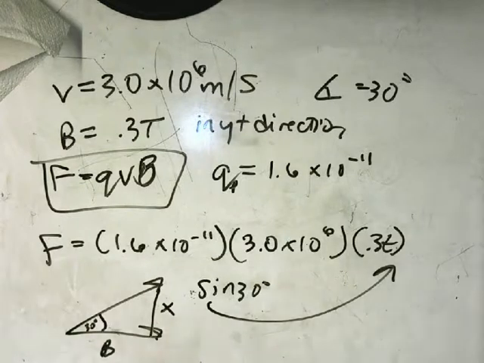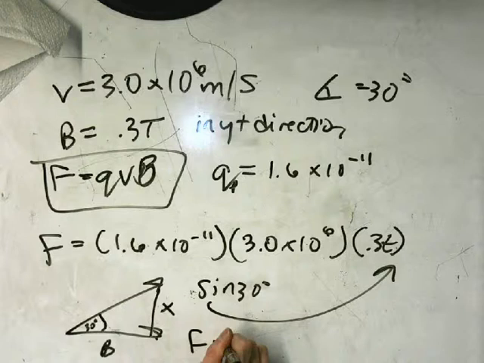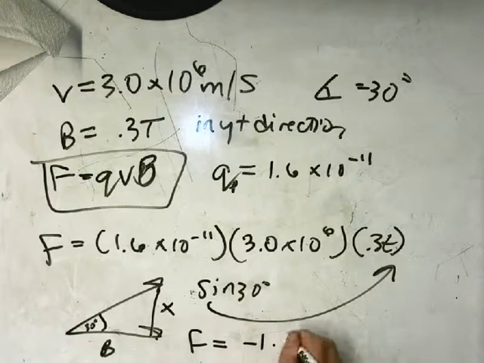So when you multiply it out, you get that the force is equal to negative 1.422 times 10 to the negative 5th.